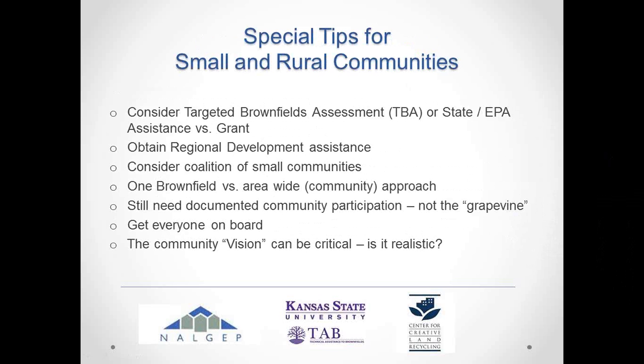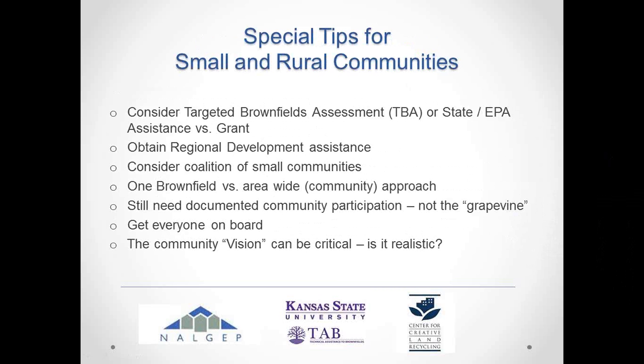Now, there are some things I would mention that might be particularly helpful to small and rural communities. I live in South Dakota these days, so I'm very familiar with small and rural communities, and do a lot of work with them. One thing you want to consider is the Targeted Brownfield Assessment Program. If you don't know what that is, you need to find out. It can be offered by your state or the EPA regional office. And in some cases, if it's a fairly small project, you might be able to get more out of that in the assessment process rather than going for an assessment grant, and then that data could potentially be used to pursue a cleanup grant.